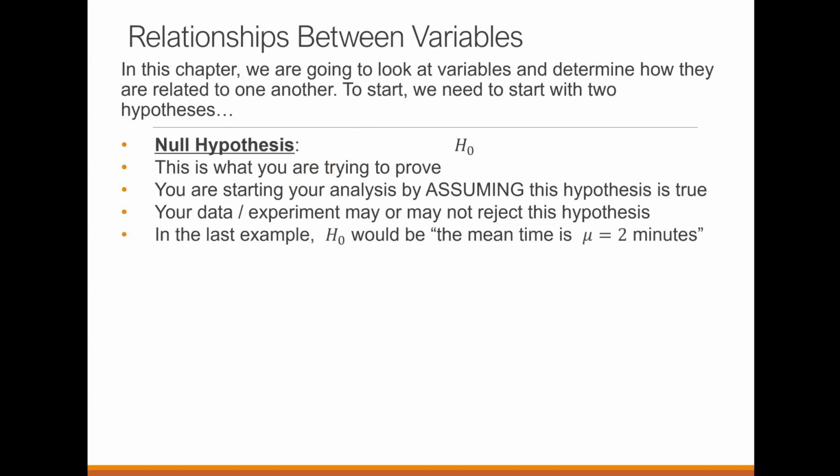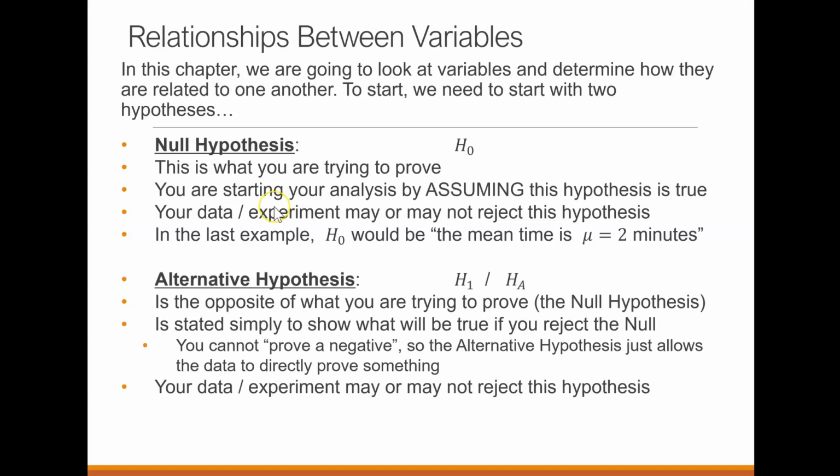So in the previous example, our null hypothesis would be that this new graphic card installation still has a mean time of 2 minutes. The alternative hypothesis is the opposite of what you're trying to prove. So it's the opposite of the null hypothesis. It is stated simply to show what will be true if you reject the null hypothesis.